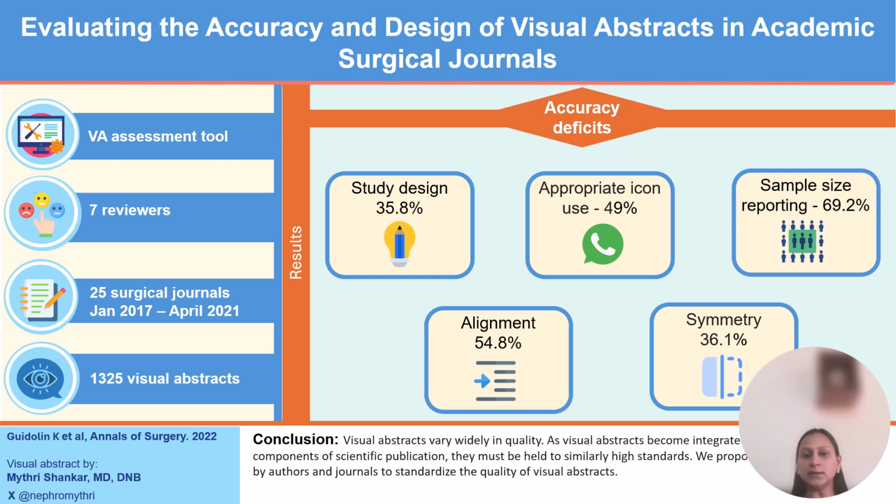So what was the result? There was a deficit in study design in 35.8%, inappropriate icon use in 49%, wrong sample size reporting in 69%, lack of alignment in 54%, and asymmetry in 36%. So the conclusion was that visual abstracts vary widely in quality. As visual abstracts become integrated as components of scientific publication, they must be held to similarly high standards. And the authors proposed that the journals should standardize the quality of visual abstracts.